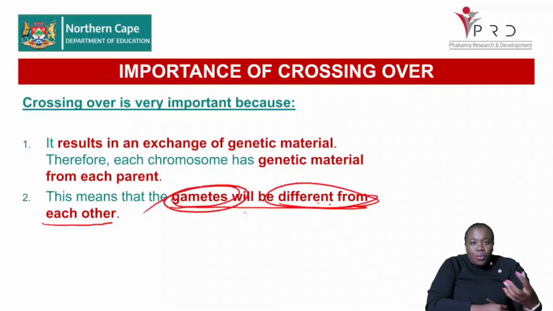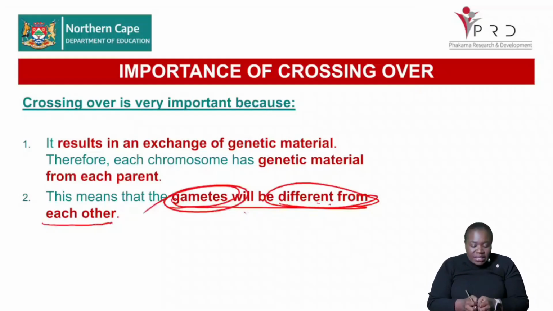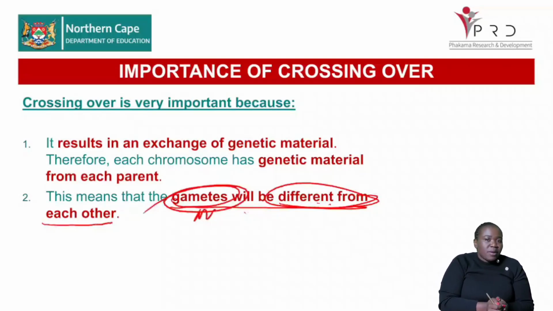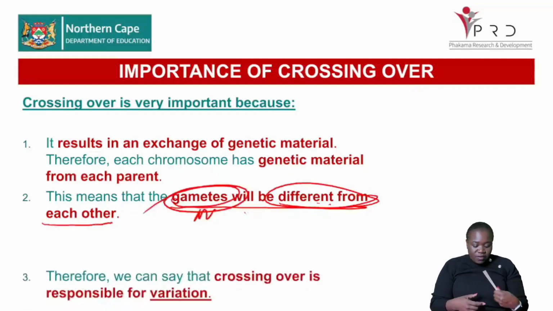Now, we have siblings from the same parents, and they do not look alike at all, or they may slightly look alike, but they have differences here and there, behavioral differences, and all of these. That is because the gametes that they were produced from were different. Each time a male produces sperm cells, those sperm cells are going to be different from each other. Each time a female produces an ovum, that ovum is going to be different from the previous ovum.